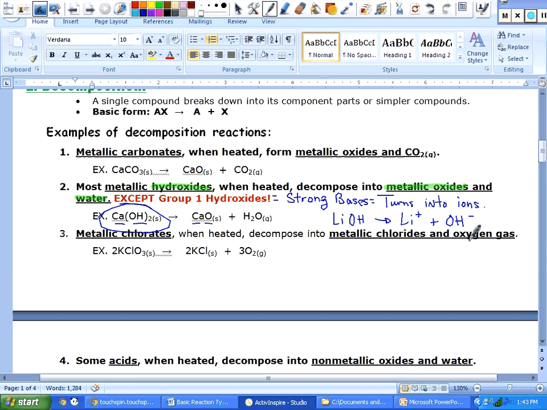Read it one more time. Group 1 hydroxides. Do you agree that is a group 1 metal with a hydroxide? Okay. What does it turn into? What do ions mean? Where did that plus 1 come from? Lithium's group 1. What's hydroxide? OH minus. Oh, so you have to put that in the equation? Yes. So that's what it would decompose into. You will understand this more when I get to reaction type number 6. Okay?